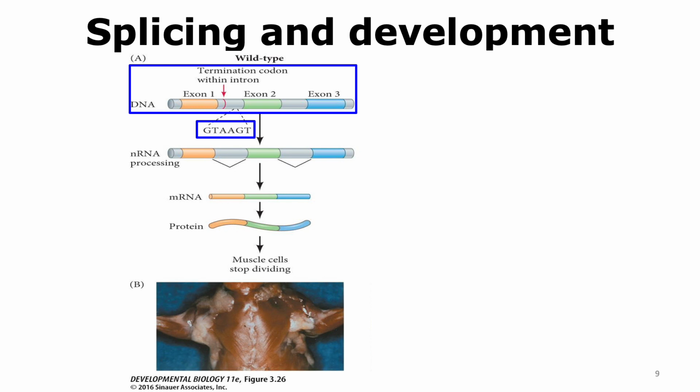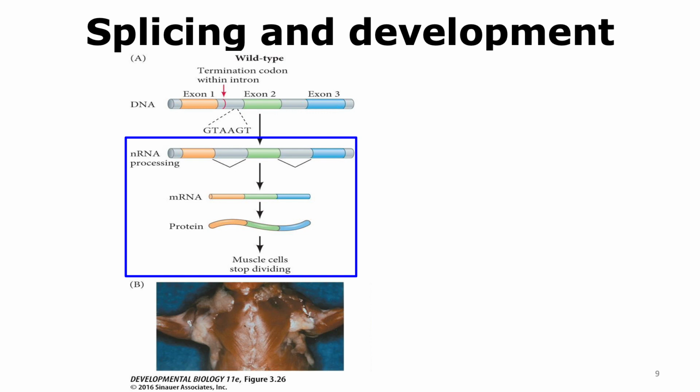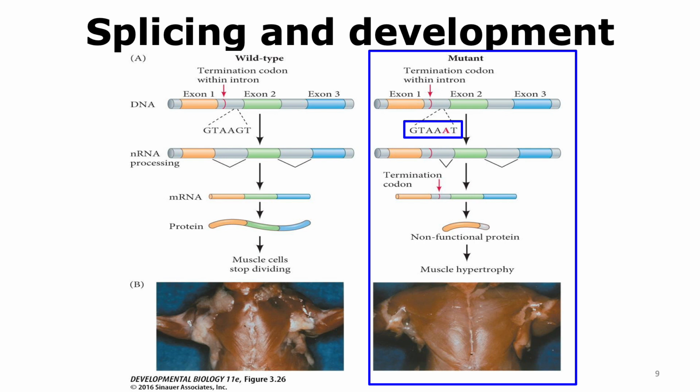Normally, what happens is the DNA will make the nuclear RNA through transcription, and then alternate splicing will happen where the introns are completely removed and exons 1, 2, and 3 are joined together. So the termination codon that was present within the intron never gets present in the actual messenger RNA, and a protein is made, and this protein actually provides a signal to muscle cells to stop dividing, and you get a certain type of muscle that is formed, as we can see in the animal. Now let's see what happens when there is a mutation.